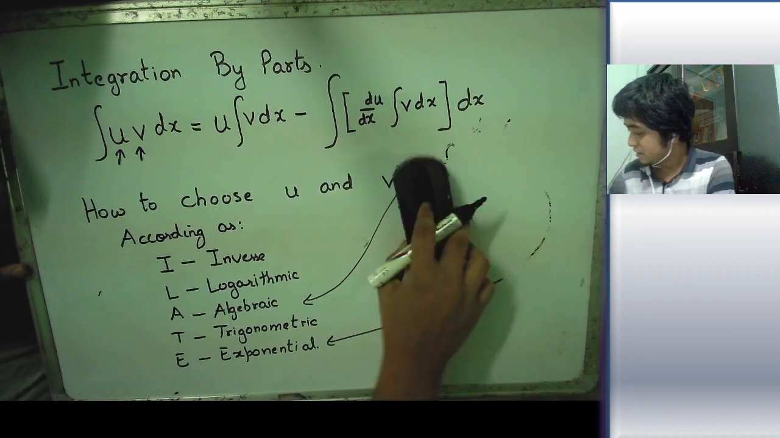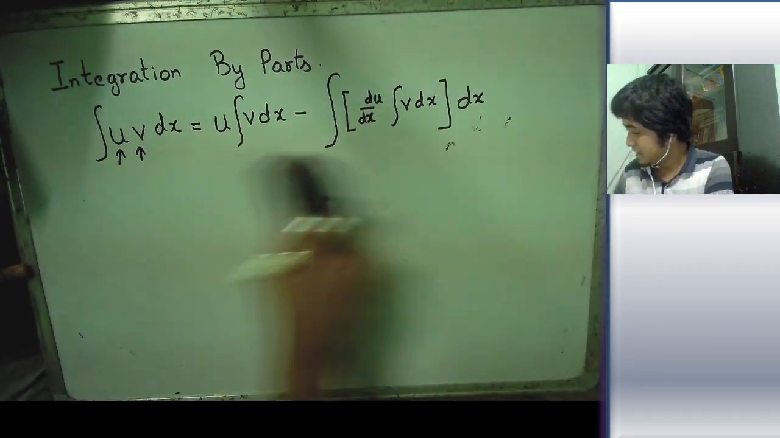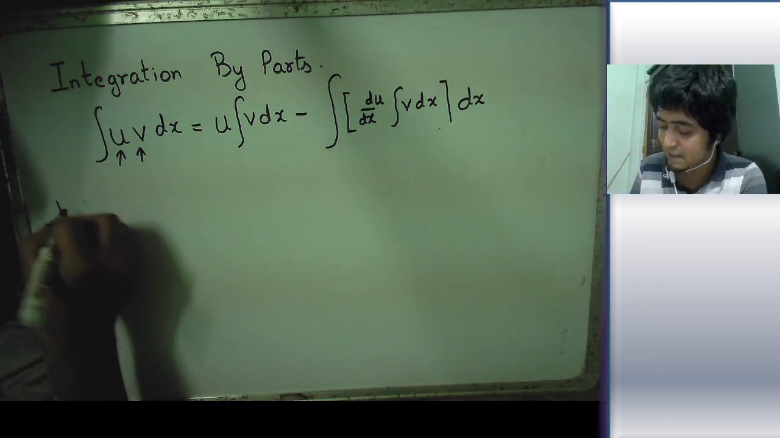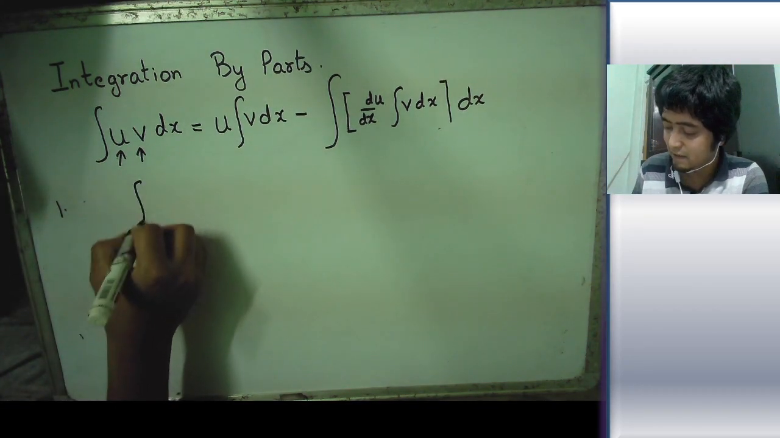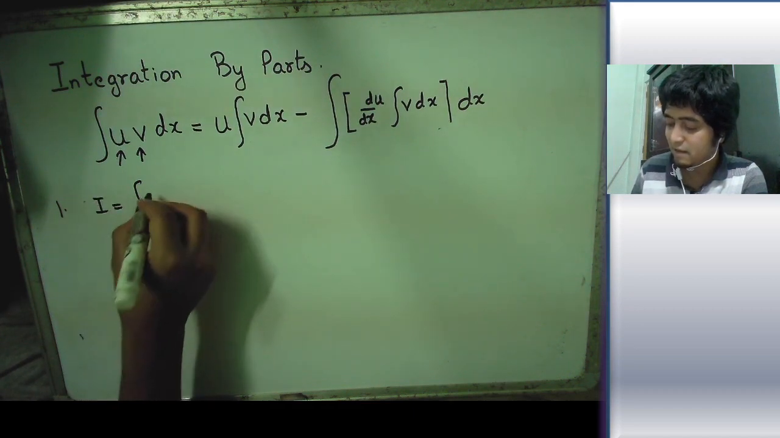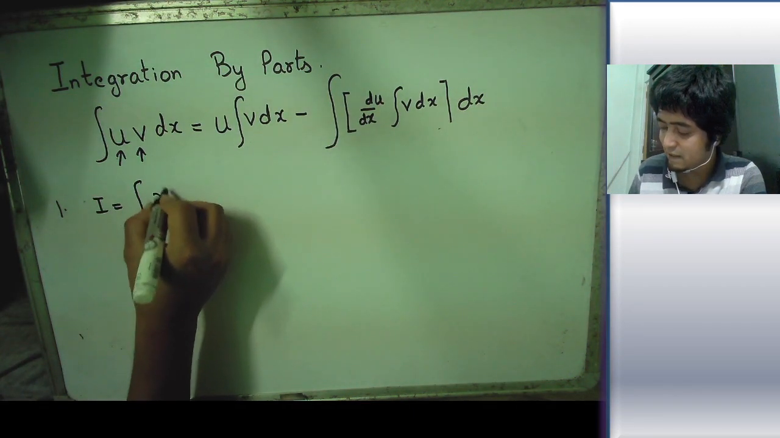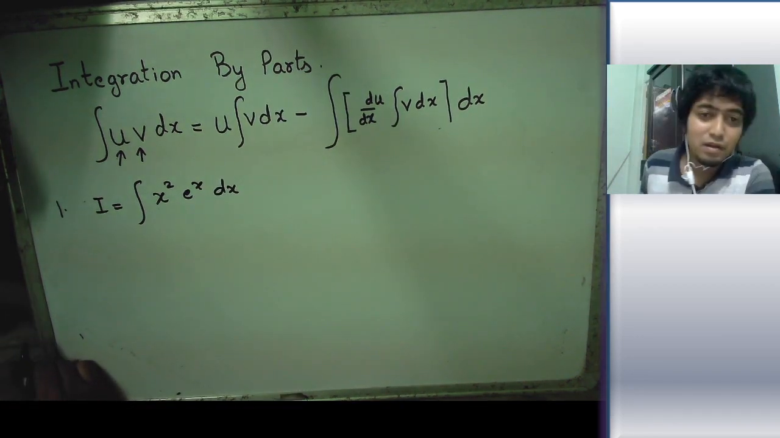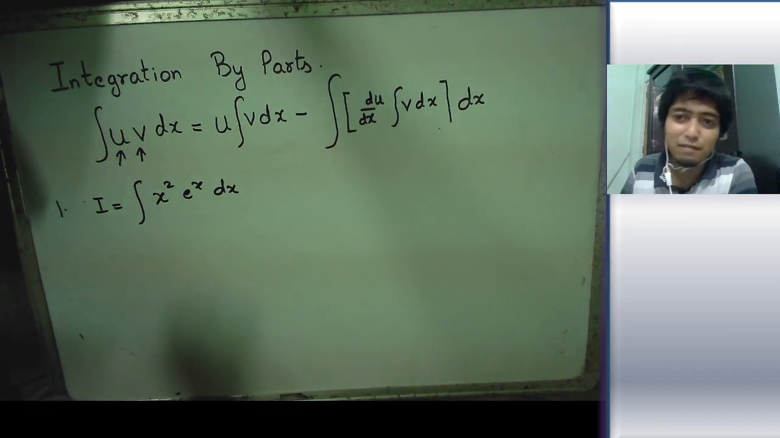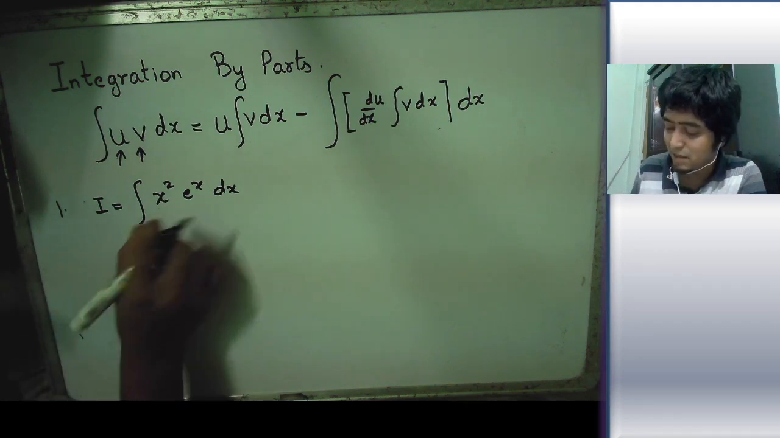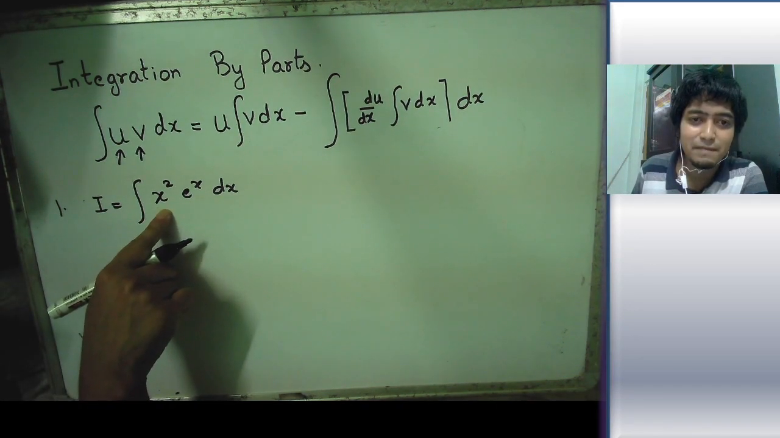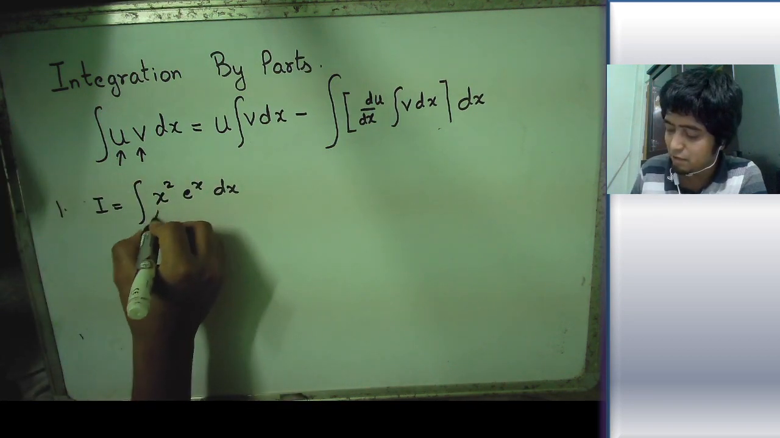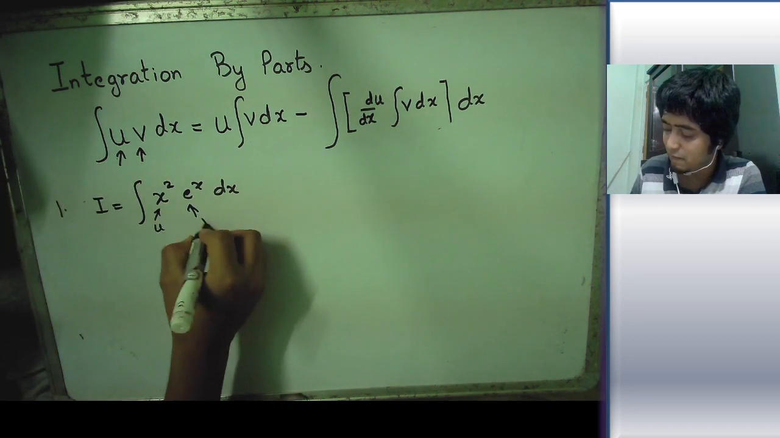So let us start with the first example. The first example is: find the integral of x squared ex, the one that we had just shown. Since the problem is finding which one is u, which one is v, we had already seen that algebraic comes first and exponential should come later. That is why this one will be u and this one will be v.